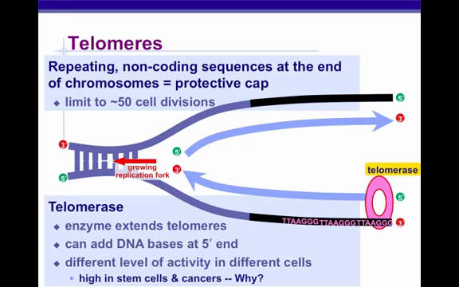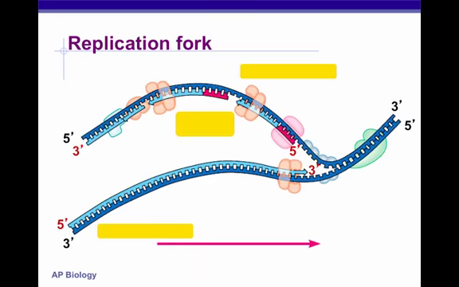Why would you have a high level of telomerase in stem cells and cancers? Well, what we're finding is that this telomerase is essentially keeping the replication of cells going at a consistent rate, which is essentially what cancer is. It's sort of a rogue cell line that's continuing to divide even though it shouldn't. So we'll have a little bit more on how cancer is related to telomerase in another PowerPoint. Let's continue to move on.